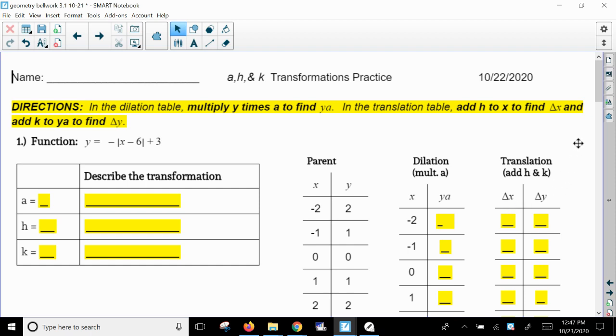Hi, I'm going to go over the worksheet transformations with A, H, and K with these tables, okay? All right, so I'm just going to go over number one, which I did go over in class, but some people might have missed it.